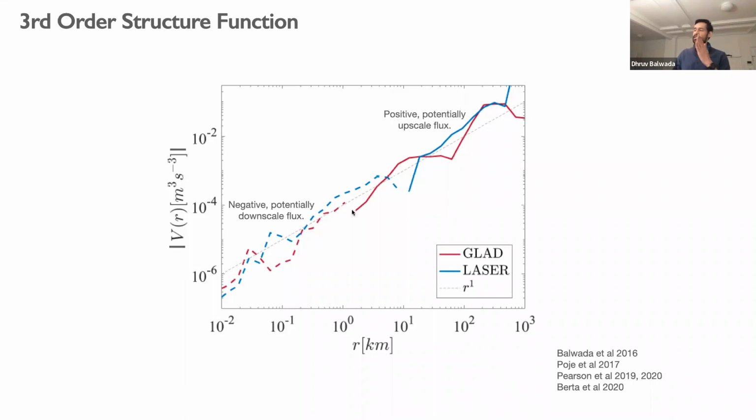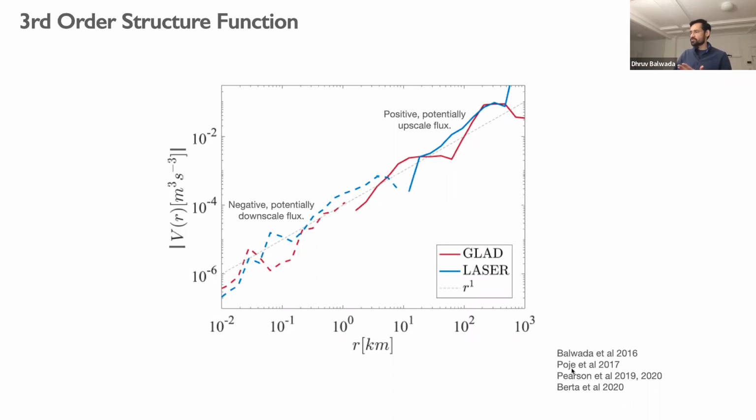So below a certain length scale, the values are negative. Above a certain length scale, the values are always positive, and the scaling is linear. And this is something that has been presented in a number of papers, starting with a paper that I wrote during my PhD in 2016, and then ones that followed from the Karth group.